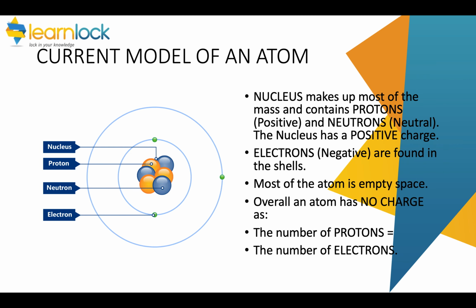So remember, the nucleus makes up most of the mass of an atom, and that contains protons which are positive and neutrons that are neutral. Because the neutrons have no charge, the nucleus is positive overall because of the protons. The electrons are found in the shells, and most of the atom is empty space. Overall, an atom has no charge, and that's because the number of protons, which are positive, is the same as the number of electrons, which are negative.